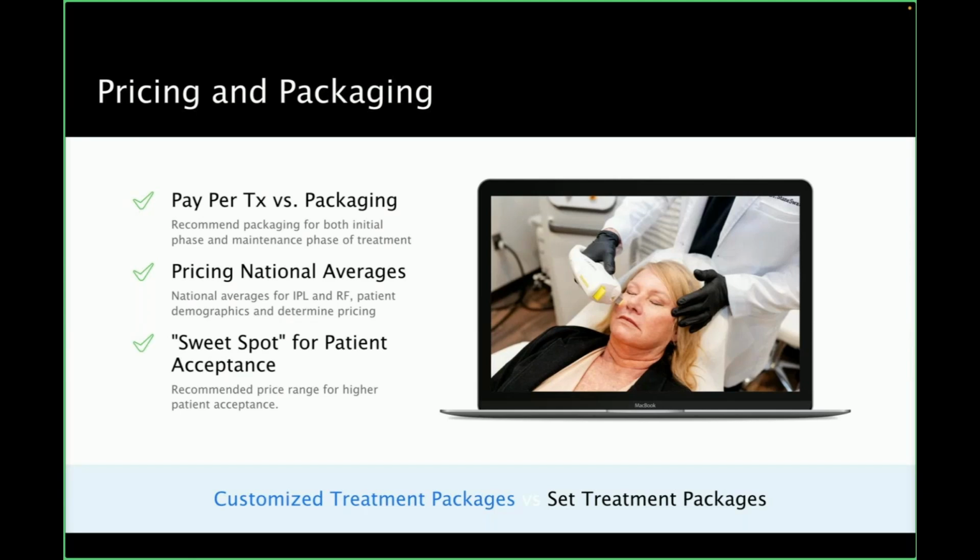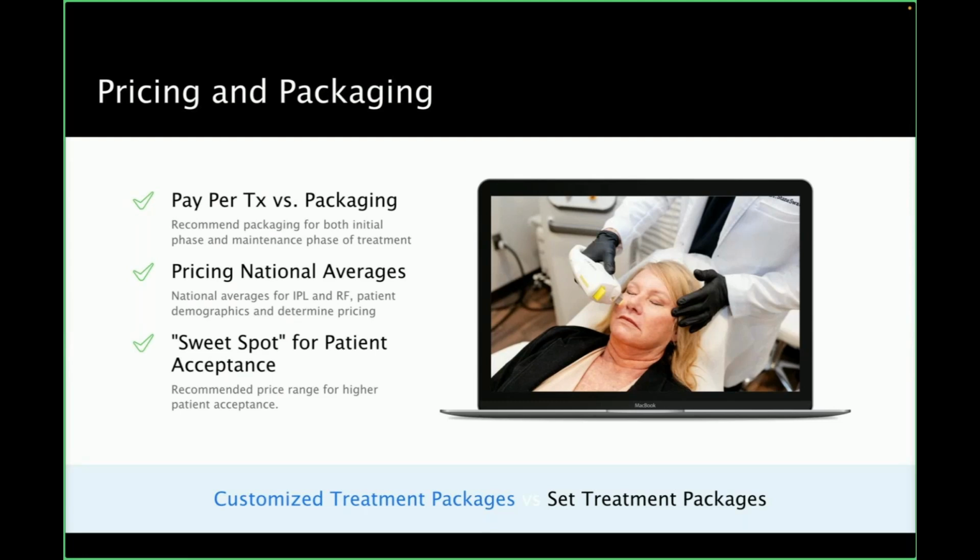Now, let's look at national averages. National averages for IPL, I'm going to focus on IPL here, is around 4 to 450. So there is a sweet spot when you look at packaging IPL where we see a higher rate of patient acceptance.